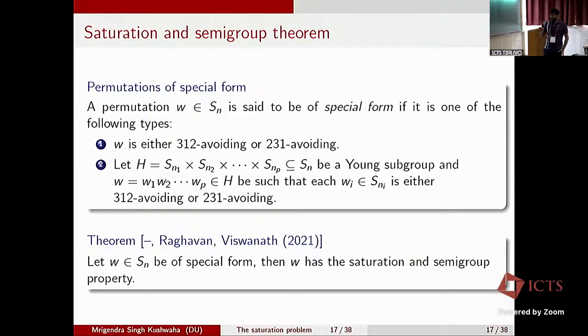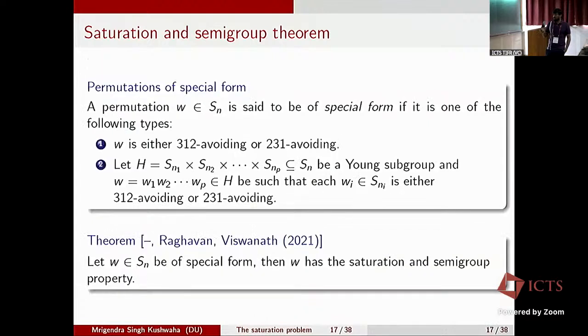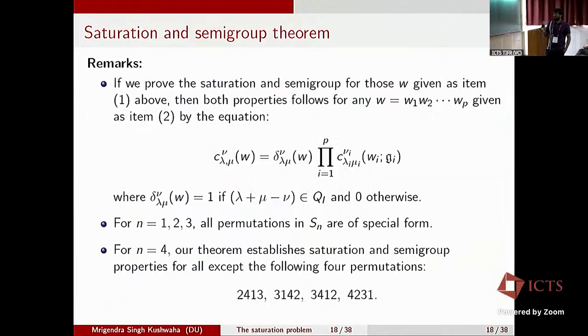I will give some comments on that. It is enough to prove saturation for only the first kind. The second type of permutation just follows from this formula. If all these W_i have the saturation and semi-group property, then obviously W will also have it, because we have this formula.